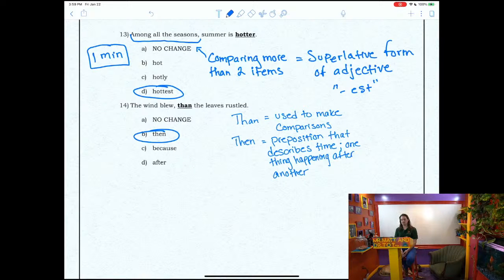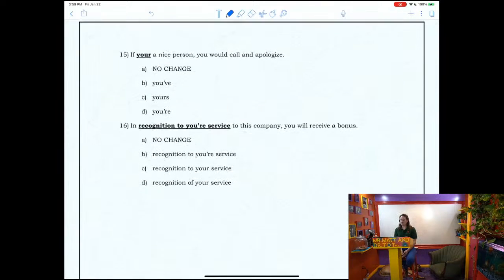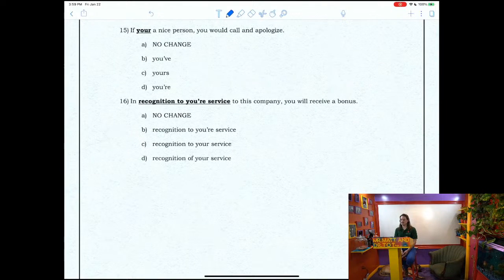If you have any questions, then please let me know. Otherwise, let's look at 15 and 16. 15 is asking, if you're a nice person, you would call and apologize. 16, in recognition to your service to this company, you will receive a bonus. I'll give you 3 minutes. After 1 minute, I'll start to give you hints.